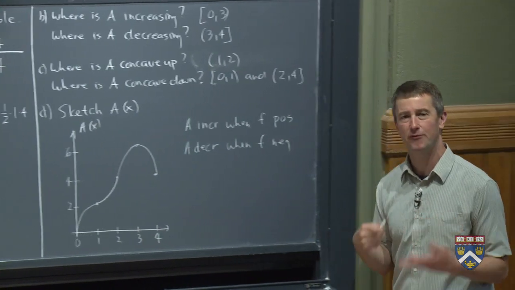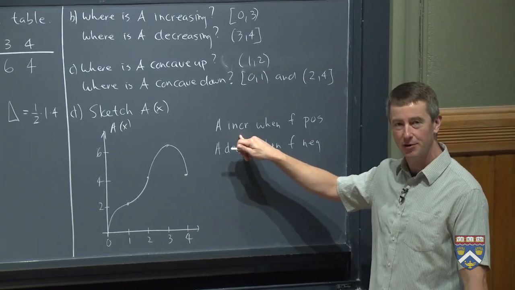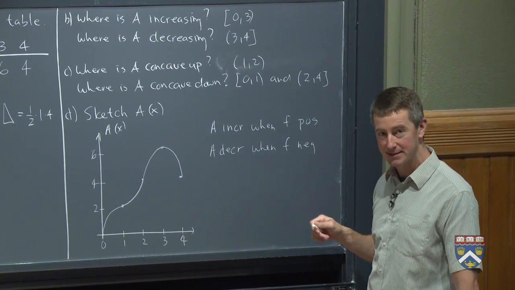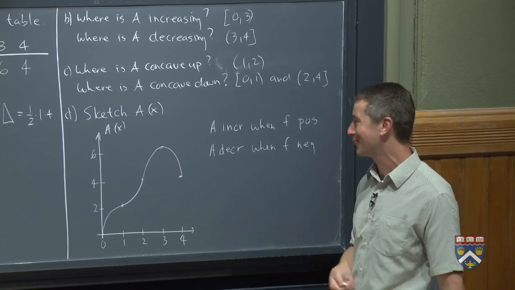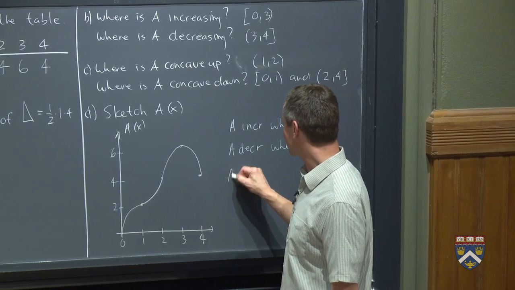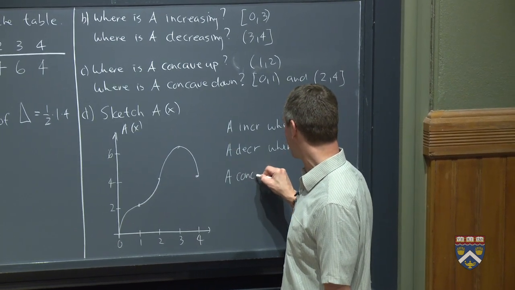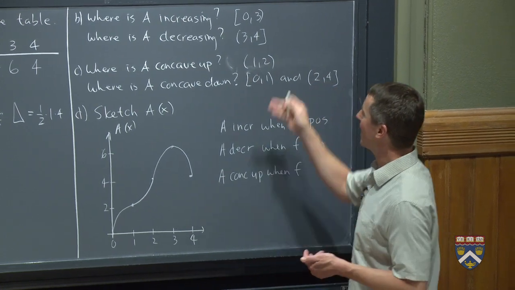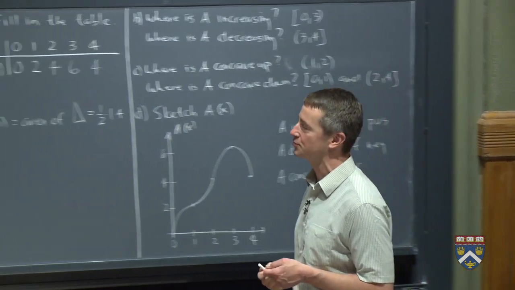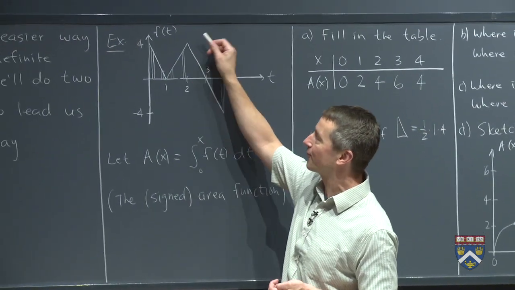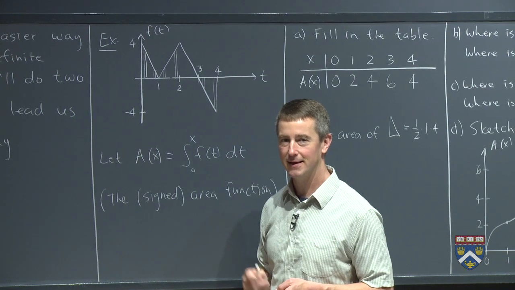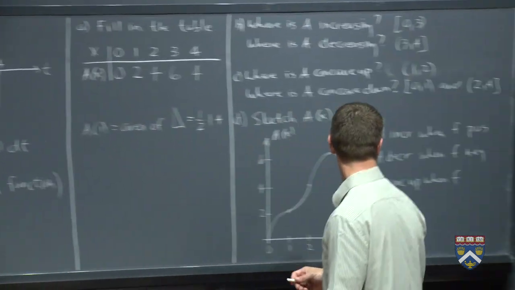Is this starting to sound familiar? That one function is increasing where another is positive, and one function is decreasing where another is negative. Have you ever seen something like that before? How about the next one? A is concave up when F was what? A was concave up from 1 to 2. What was true about F from 1 to 2? That was the only place where F was increasing.